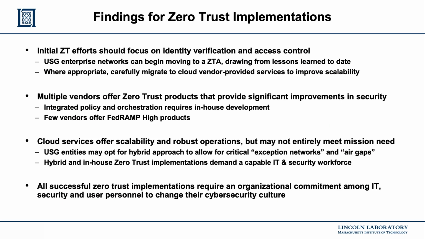Just some findings from our study of these implementations and the organizations that we've talked to. We think that for organizations that are just beginning their journey towards zero trust, that they should focus on identity verification and access control first. We think that it could be quite powerful. And where possible, carefully migrate to secure cloud vendor provided services that will improve scalability and reliability. Lots of vendors offer these products, as we just talked about, but not all of them are yet FedRAMP High certified, and we think that's going to be important.